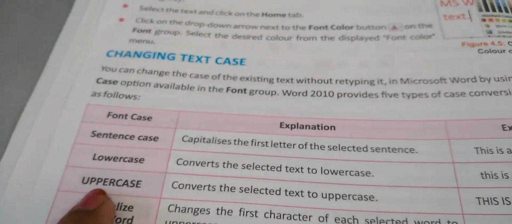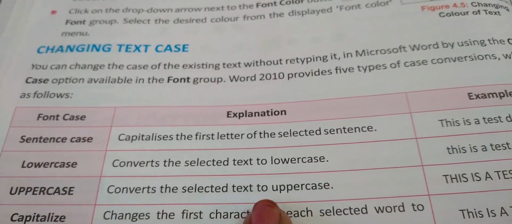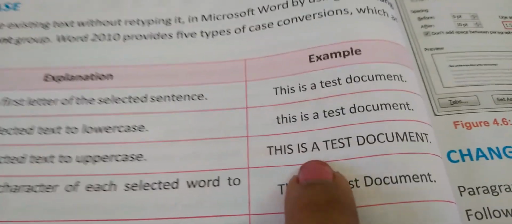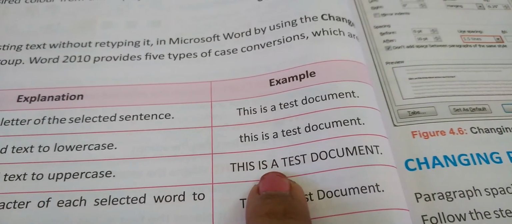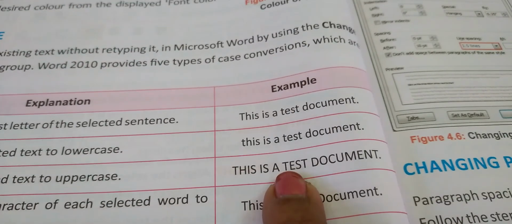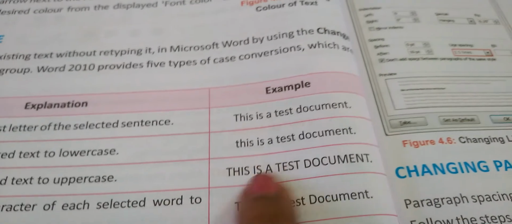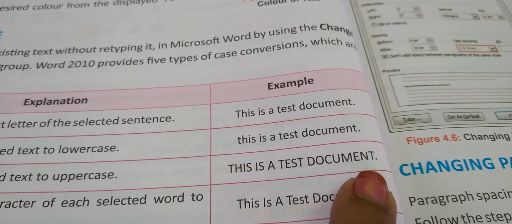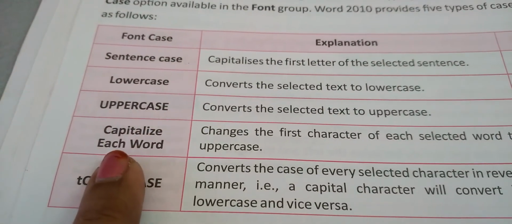Next comes the uppercase. Uppercase means capital letters. Converting the selected text to the uppercase. See here, the same sentence, if you select it and click on the uppercase, each and every letter is converted into the capital letter. This is called as the uppercase. Next comes the capitalizing each word.